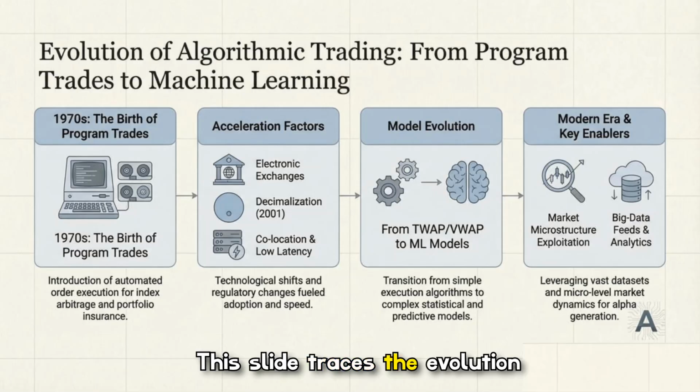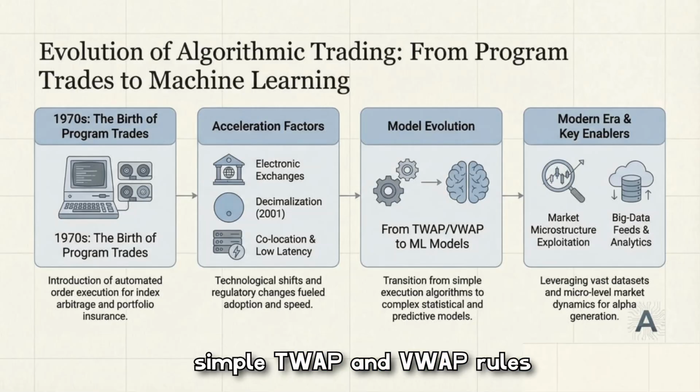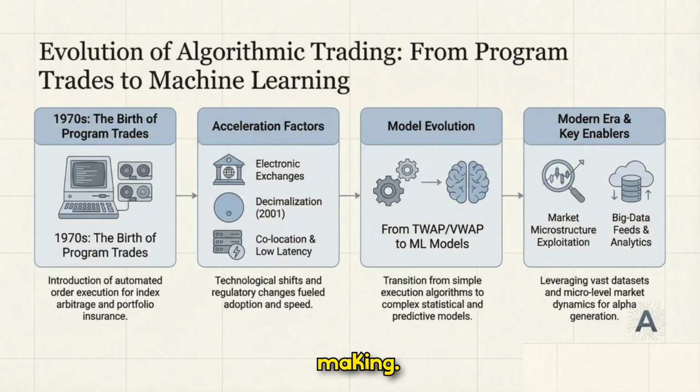This slide traces the evolution from 1970s program trades to today's machine learning models, showing how electronic exchanges, decimalization, and co-location lowered costs and latency. As models evolved from simple TWAP and VWAP rules to statistical and predictive ML systems, big data feeds and microstructure exploitation became key enablers for alpha generation and faster decision-making.